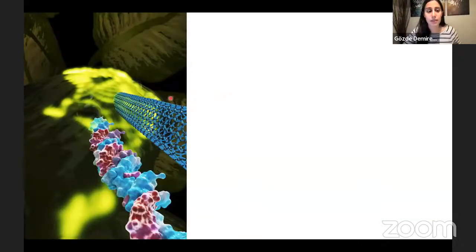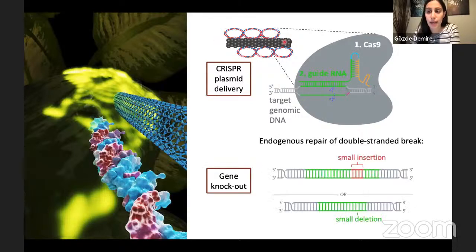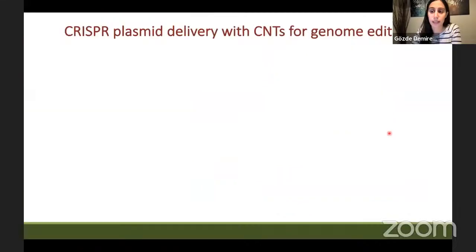So next, we wanted to use this developed tool for CRISPR gene editing. So all we needed to do is just to replace our GFP plasmid with a plasmid carrying CRISPR parts. So in this case, that would be a Cas9 protein and a guide RNA coded in this vector that we can load onto the carbon nanotubes. And for initial experiments, we designed our guide RNA for gene knockout to cause small insertion and deletion events, indels, and to see if we can use carbon nanotubes for gene editing as well.